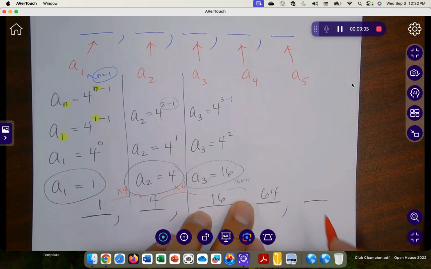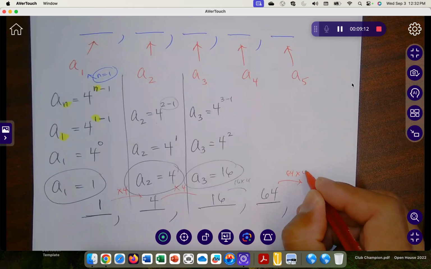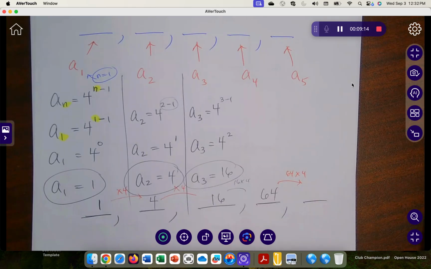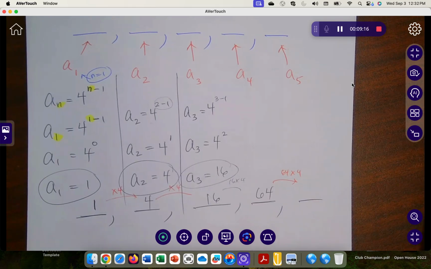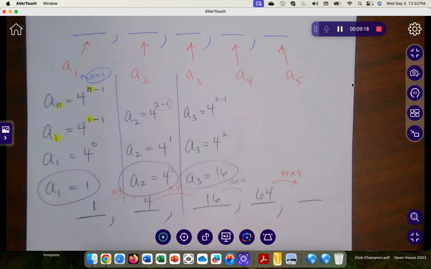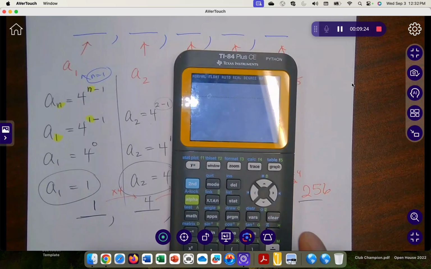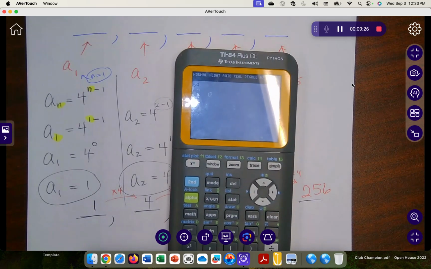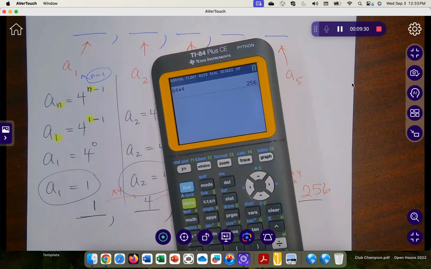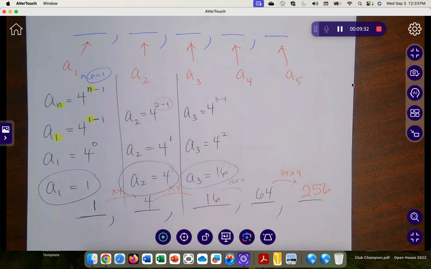Yeah. And then what's going to be the last one? Whatever 64 what? Times 4 is? We got it? It's going to be a big number, huh? 700? Oh, 256. Let me check that. I think that's right. 64 times 4. Yeah, 256.